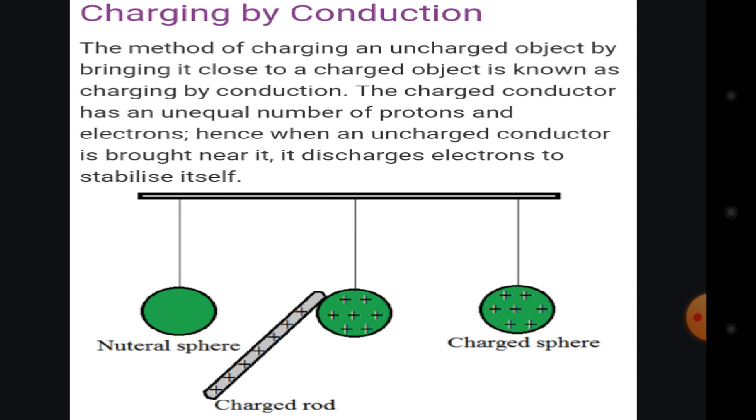So then the proton will stabilize itself through the discharging of the electrons. And maybe even if you bring the electron, the electron will discharge the proton, because it wants to stabilize itself, so the electrons will be higher than the protons. And when we have electrons higher than the protons, then we have a negative charge, particle, object or a sphere, something like that. So this is about charge by conduction.